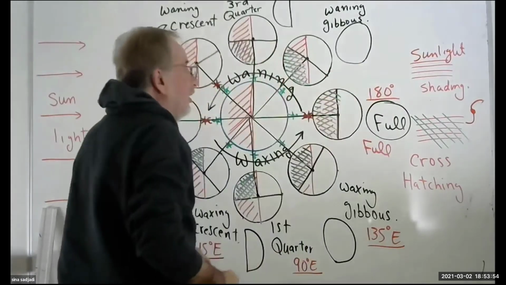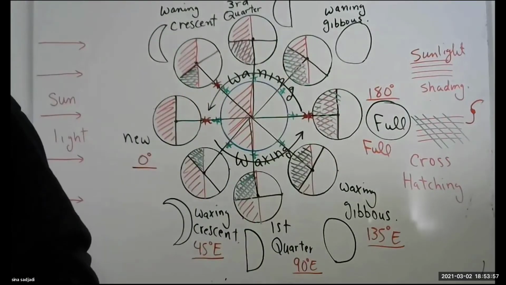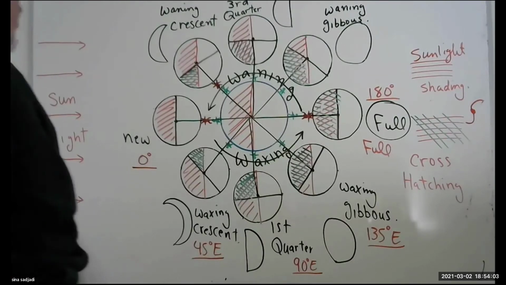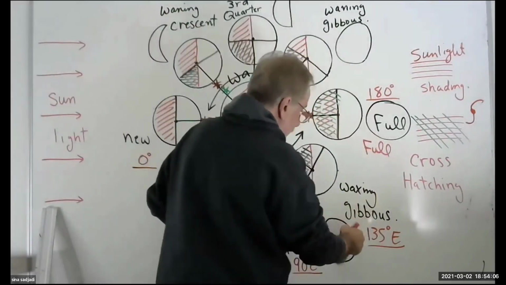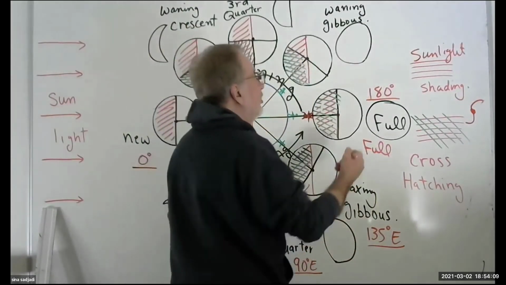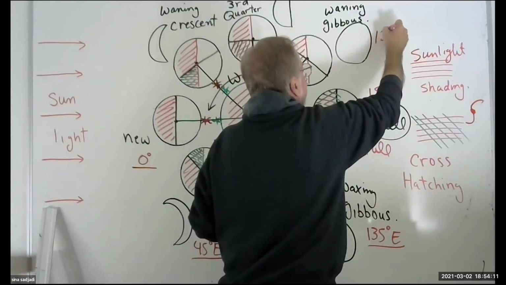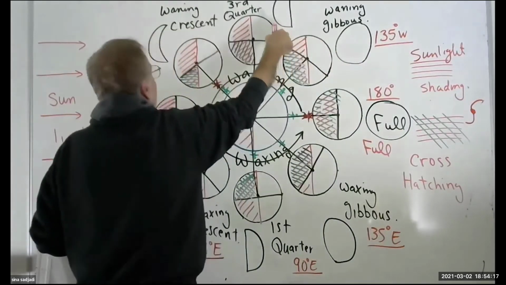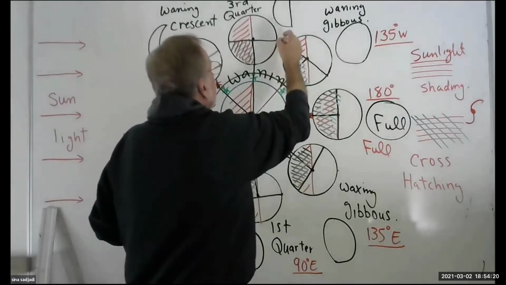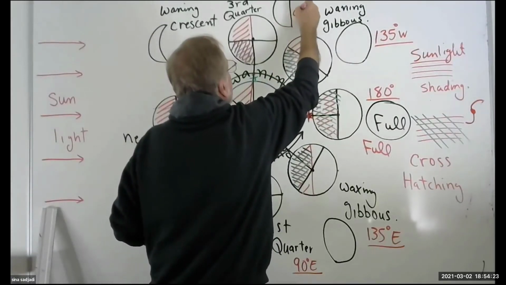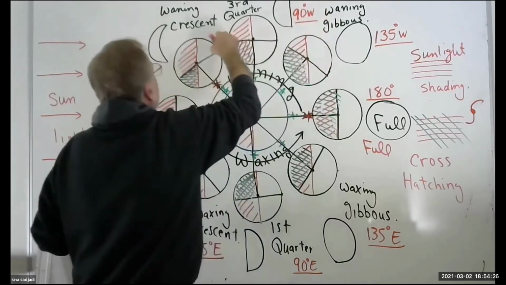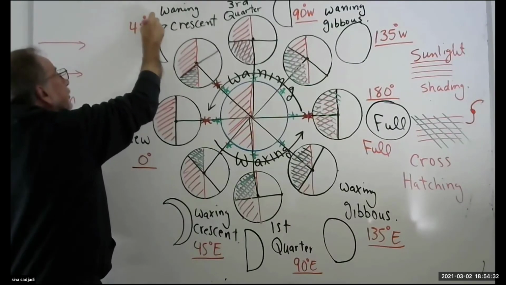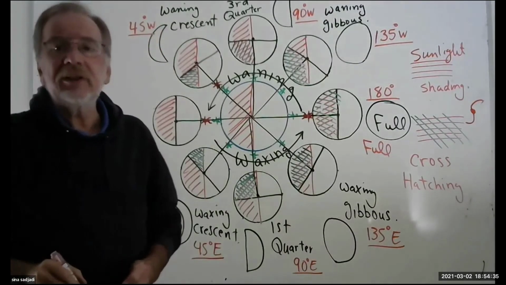Okay, what about this guy here? Now all the angles are going to be west of the sun. So when the sun is in the sky, the moon is west of it. It's just like rising. So waning gibbous is going to be 135, but west of the sun on the other side. So this is 135 degrees west of the sun. Again, 90 degrees west of the sun. And finally, 45 degrees west of the sun. There you have all the elongations now.